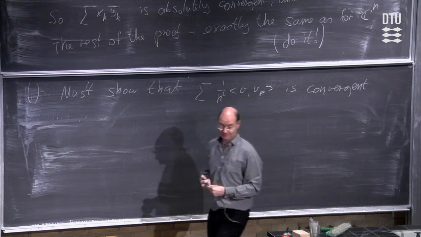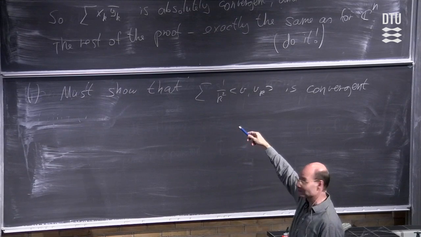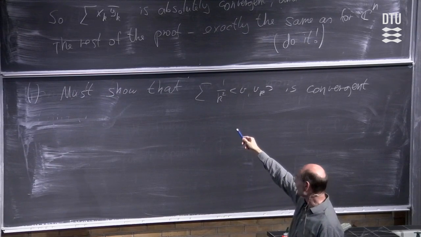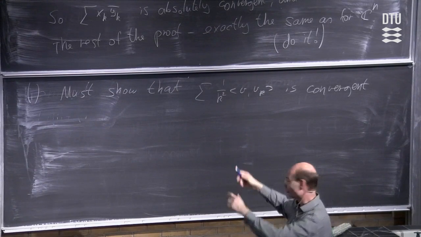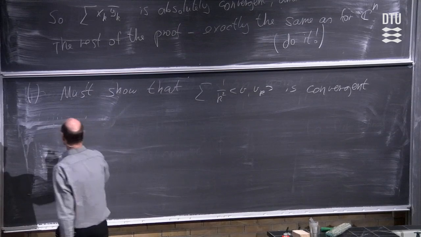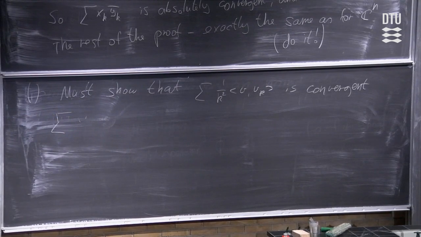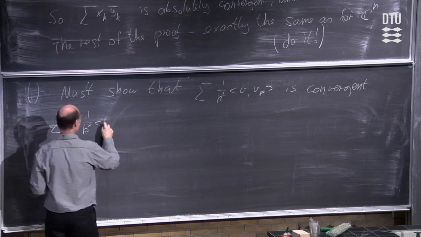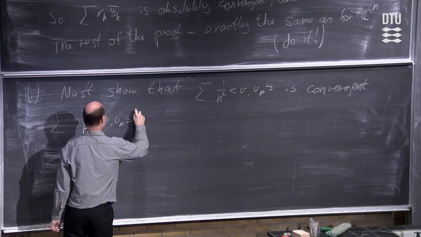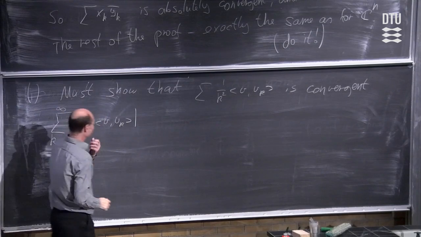And how did we do that? So you see, this is exactly the situation we had in this example where we worked with L2 of n. What we did was to look at the similar sum just with absolute values on the terms. So let's do the same again. So we look at the sum, and then we put in absolute values here. And we make the sum from k equal to 1 to infinity.